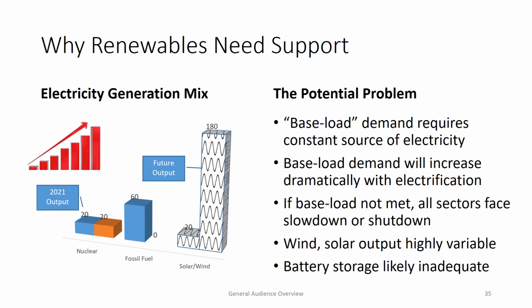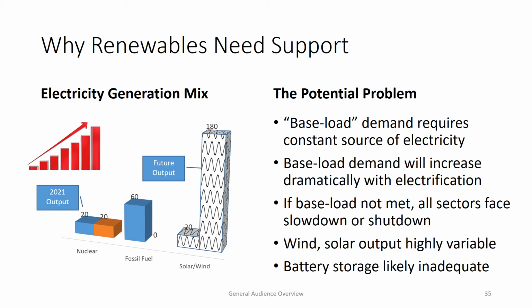So you look at this chart and you say, what do we do here? So the potential problem is this. The base load demand, or what goes on all the time, requires a constant source of electricity. So that's heating the house, buildings, now charging the car. That needs to be there all the time. Sometimes there's peak load demand, which we can manage with natural gas, but we're taking away gas as well. So if the base load demand is going to go up dramatically.